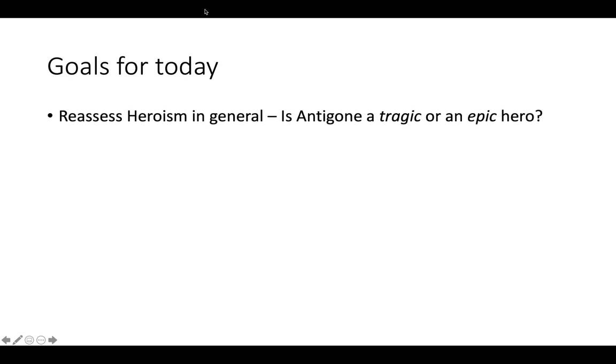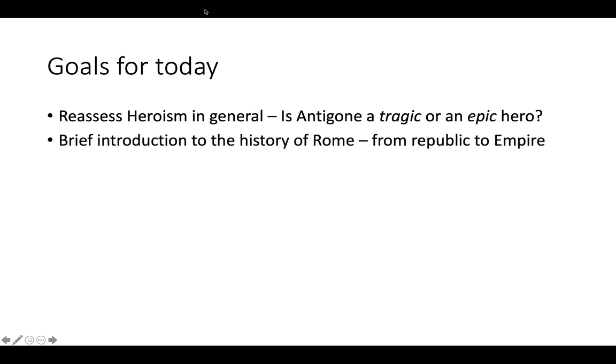Our last unit, in a lot of ways, is very much a culmination of a lot of what we've been discussing all semester. Here are my goals. I first want to reassess heroism in general. This is referring back to the last lecture, thinking about what is a hero in Greek tragedy, what is a hero in epic, and how Antigone as a character kind of bridges this gap between a tragic hero and an epic hero.